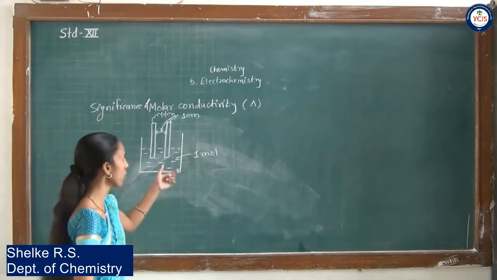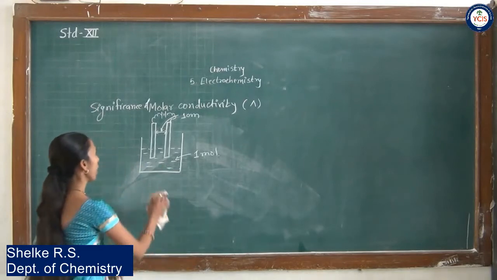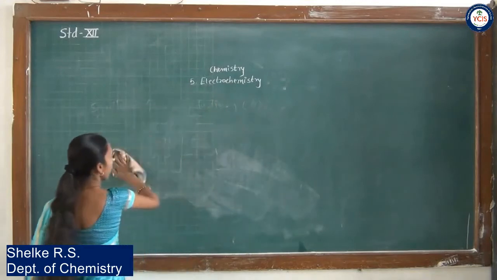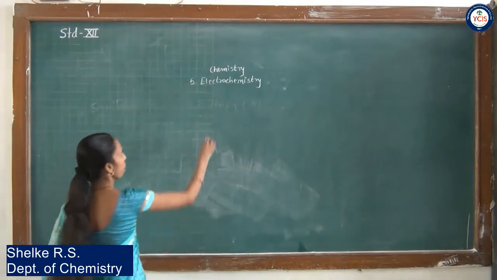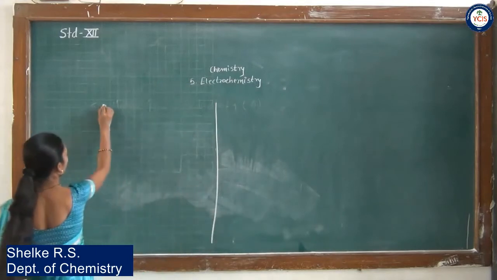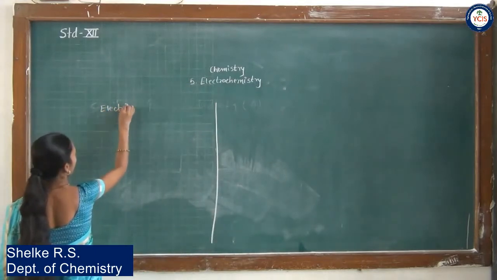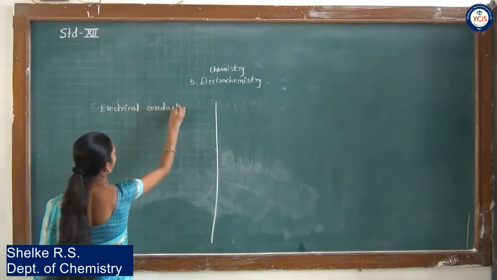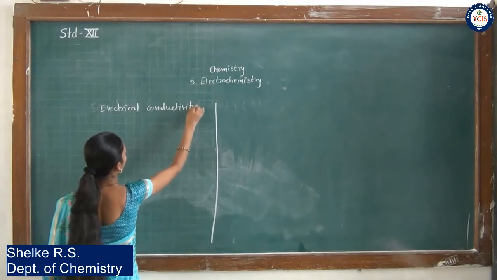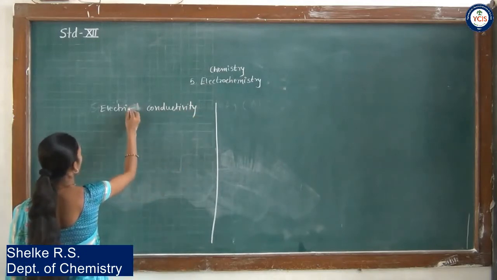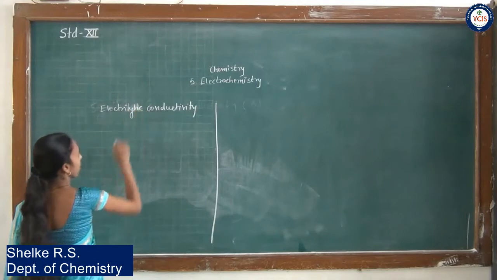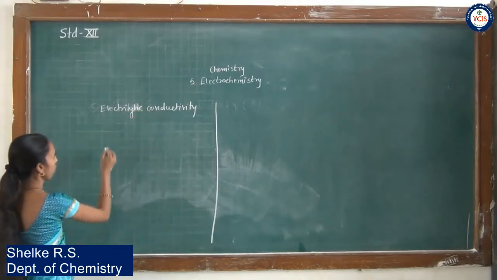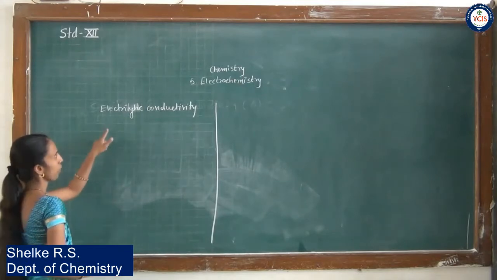Now from this, if you want to compare the electrical conductivity and the molar conductivity, I will write the definition of both. How can we summarize this? Electrical conductivity, or electrolytic conductivity, means what? The conductivity of the solution. This is how we can define it.